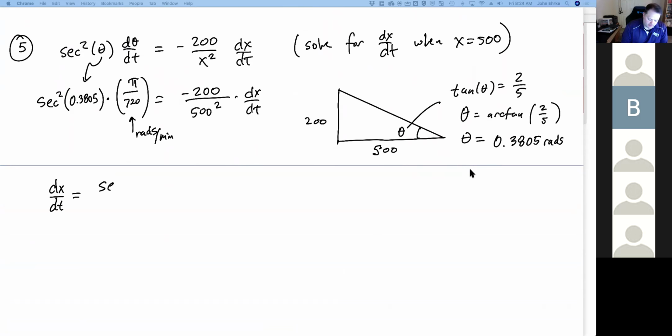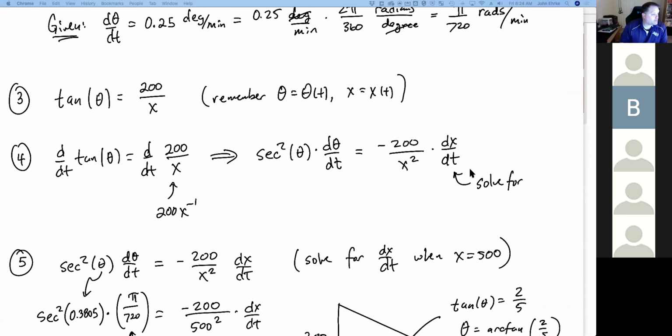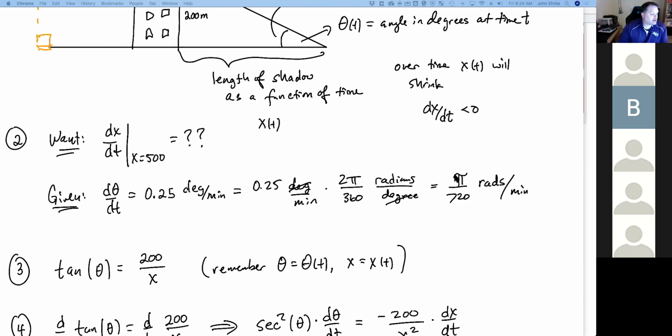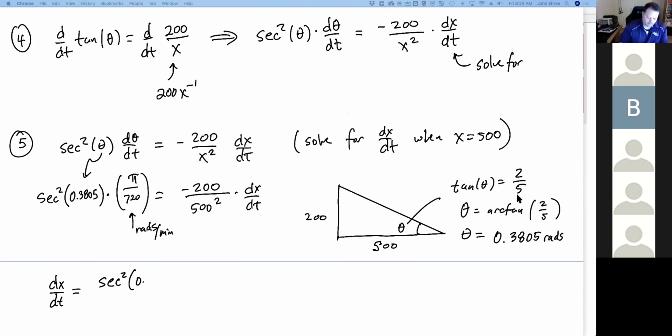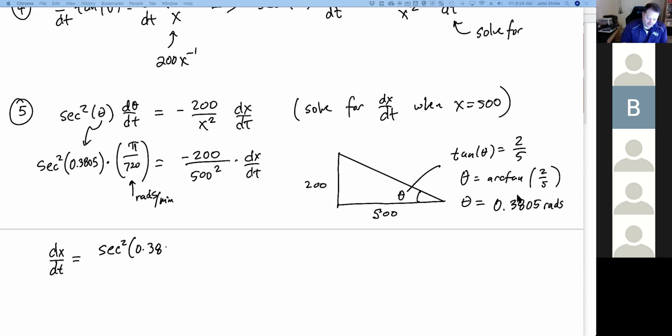I'm sorry to interrupt. Where did the pi go when you convert it to radians? It should still be there. I originally had it out, but it should still be there. It's pi over 720. Okay, thank you. So you've got secant squared of 0.3805 times pi over 720 divided by negative 200 over 500 squared. That should equal dx/dt.